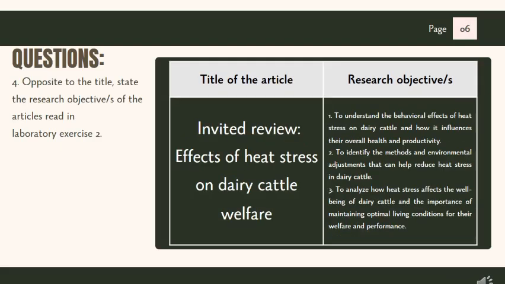Second article, invited review, effects of heat stress on dairy cattle welfare. First objective, to understand the behavioral effect of heat stress on dairy cattle. Second, to identify the methods and environmental adjustments that can help reduce heat stress on dairy cattle. Third, to analyze how heat stress affects the well-being of dairy cattle.